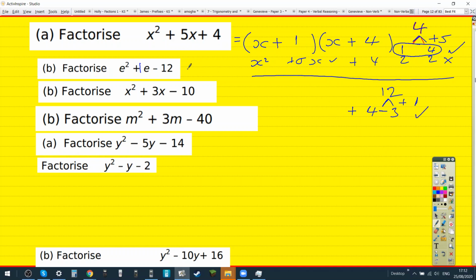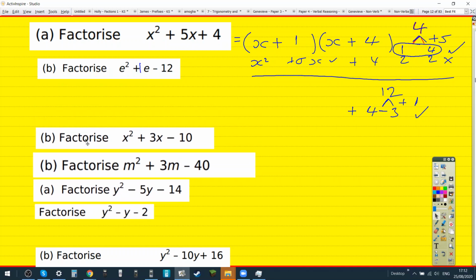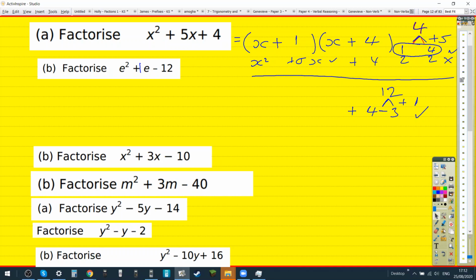And so what are the brackets for the second one? It will be e plus 4, and then e minus 3. That's brilliant. Okay, next one.